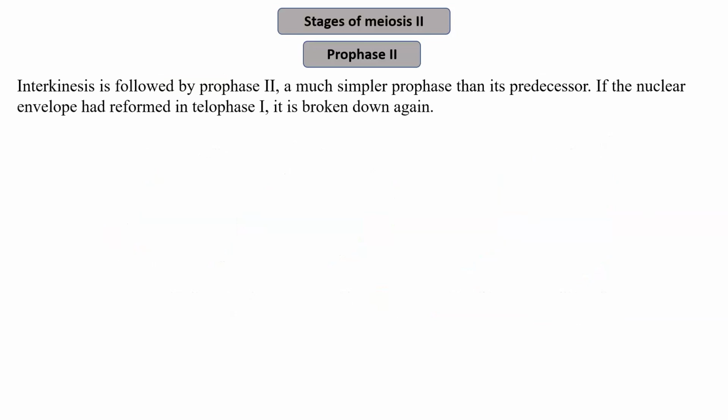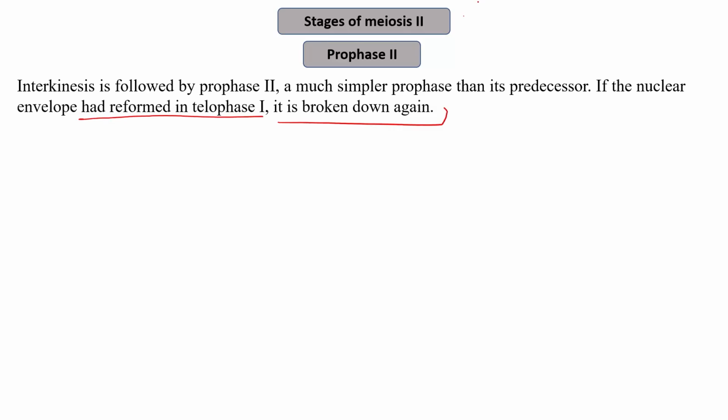So the interkinesis, which is the stage between the 2 meiotic divisions, is followed by prophase 2. This prophase 2 is much simpler as compared to prophase 1. In prophase 1, we see that it has 5 stages where chiasmata formation and recombination happen, so there is some exchange of genetic material. But in this, it is quite simple. It is like the prophase of mitosis. If the nuclear envelope had reformed in telophase 1, it has to be broken down again.